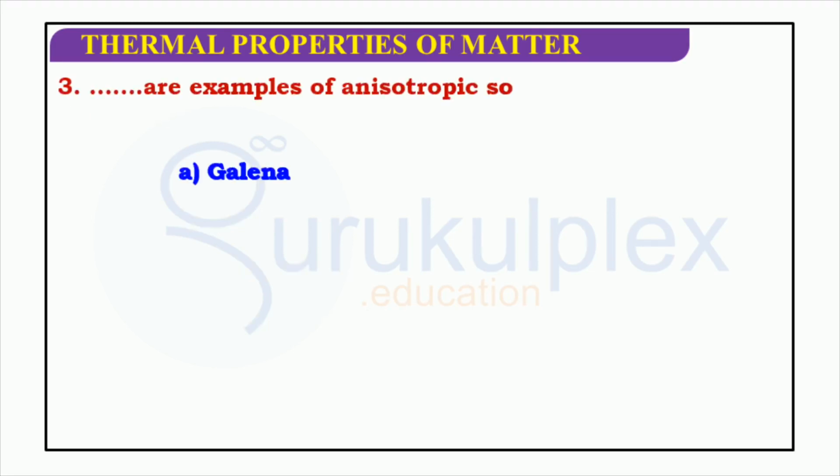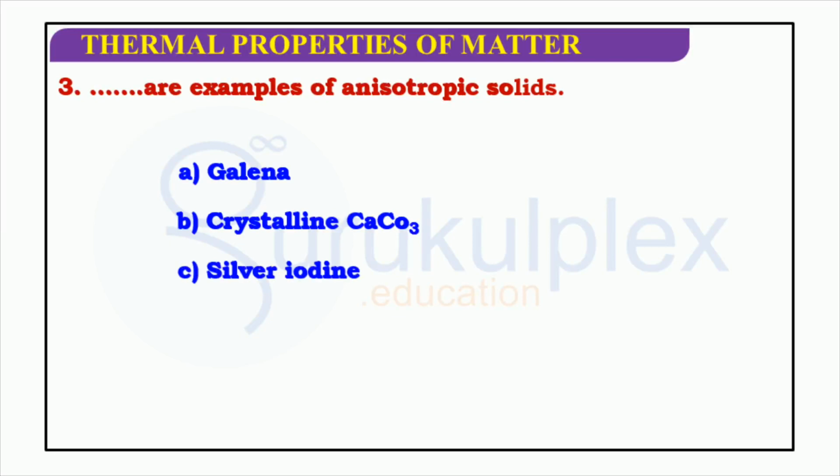When talking about thermal properties of matter, anisotropic solids are those that have different properties in different directions. Examples of anisotropic solids include crystalline CaCO3 and silver iodide. Both A and B are true.